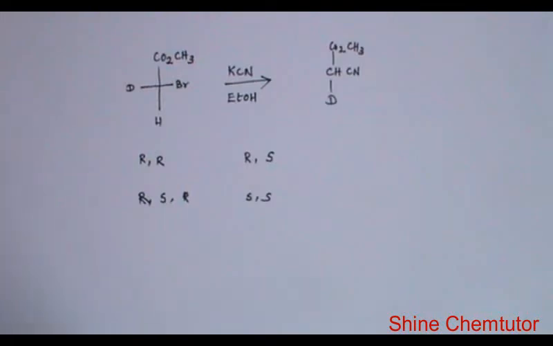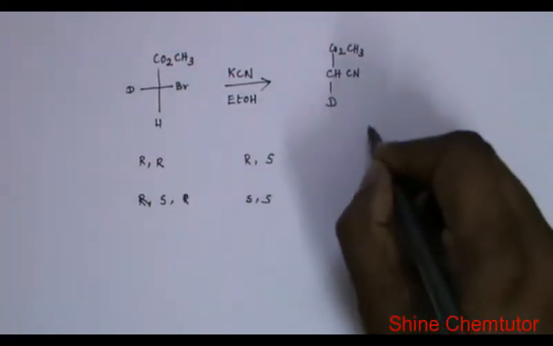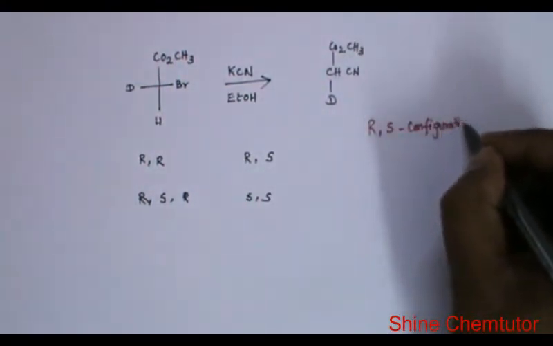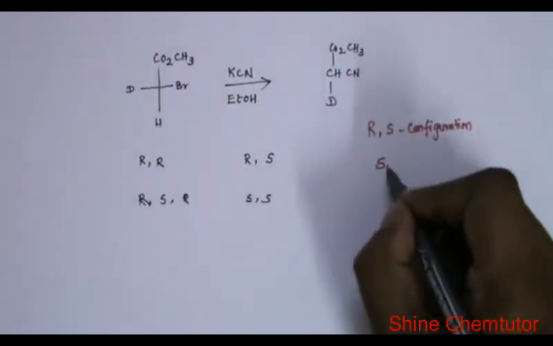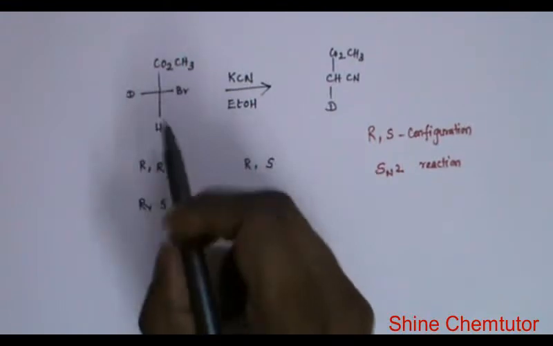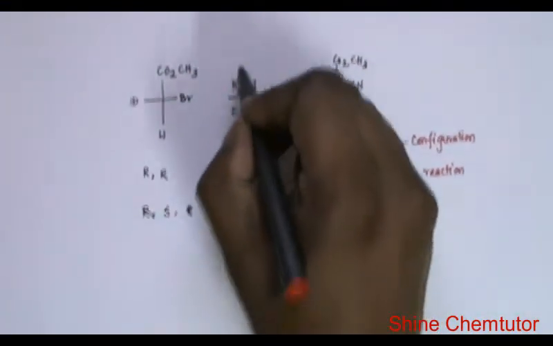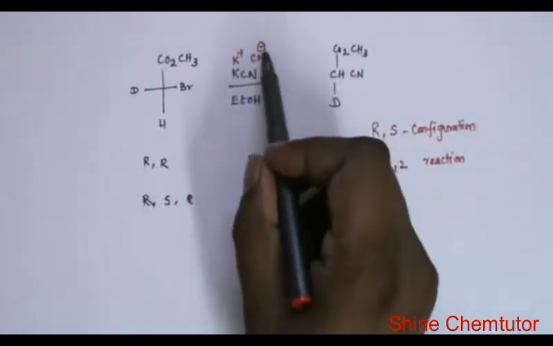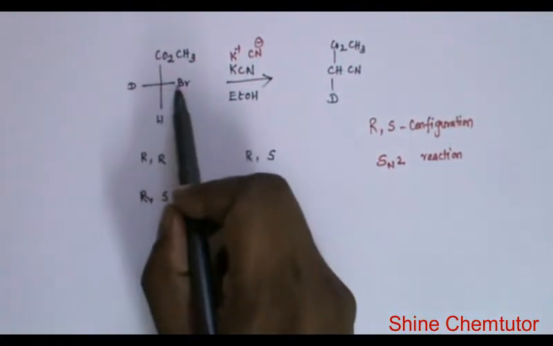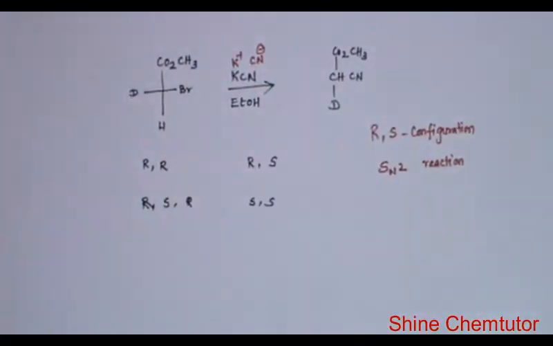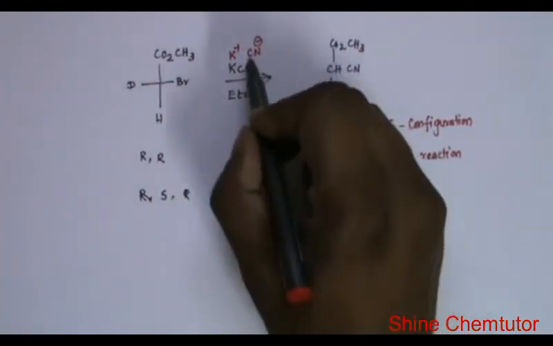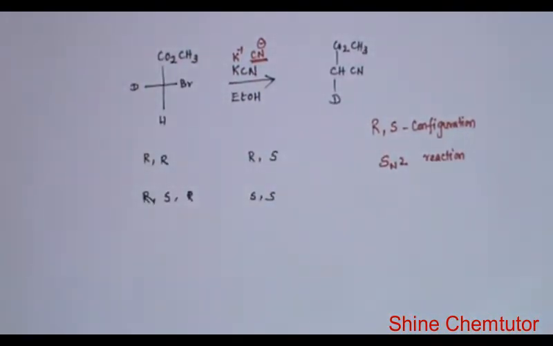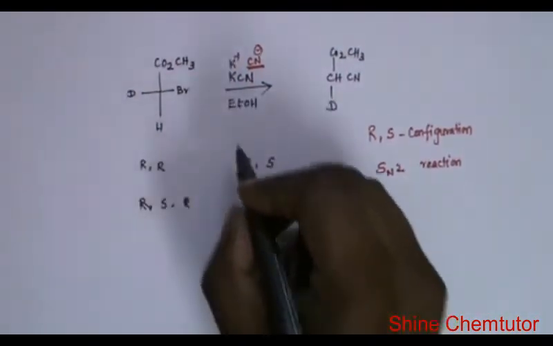In this video, we are going to solve a problem based on assigning RS configuration and SN2 reaction. When this bromo compound is treated with KCN, I write like this: K plus CN minus. CN minus acts as nucleophile and displaces Br to give this product. Since it is a strong nucleophile and it is primary alkyl bromide, it is basically an SN2 reaction.